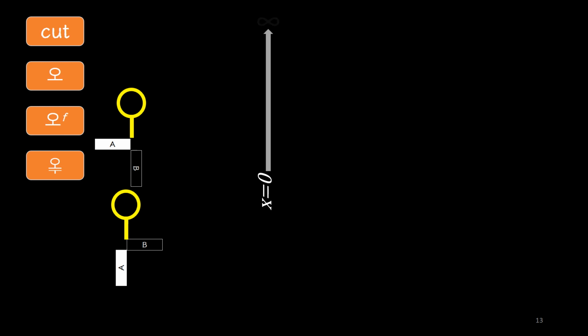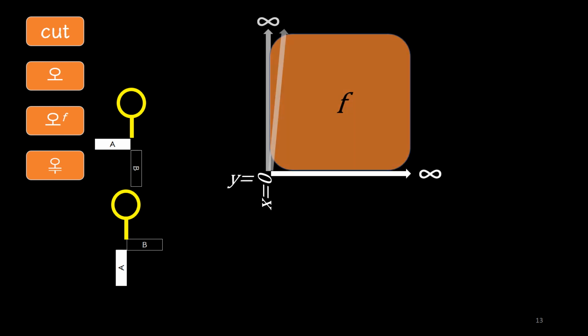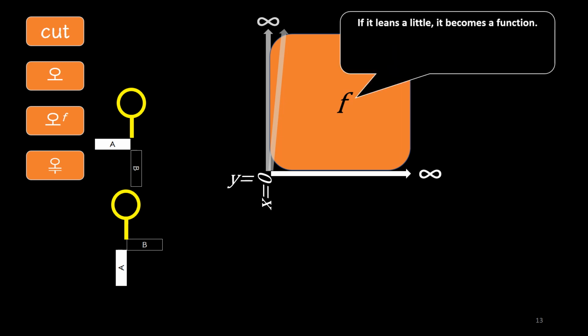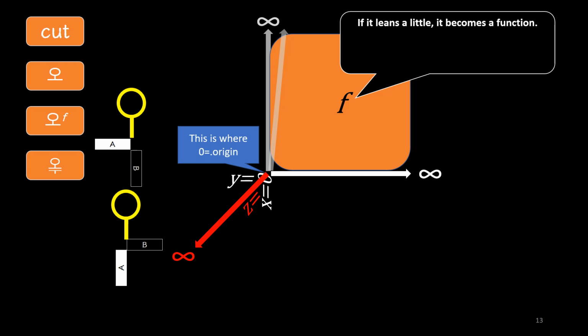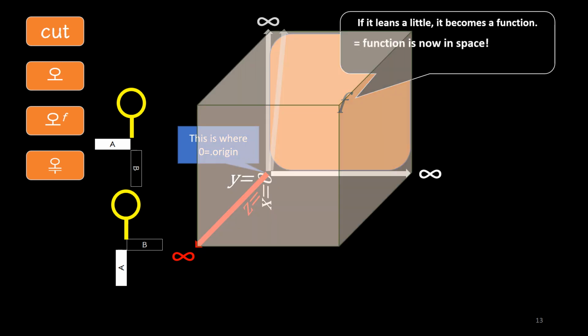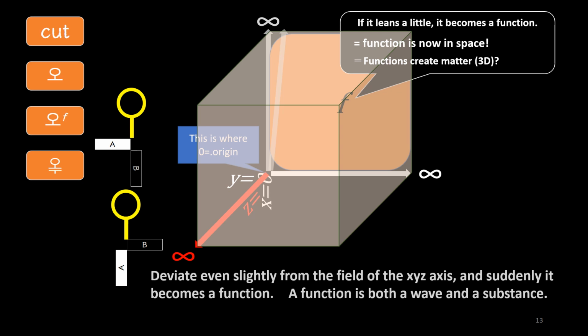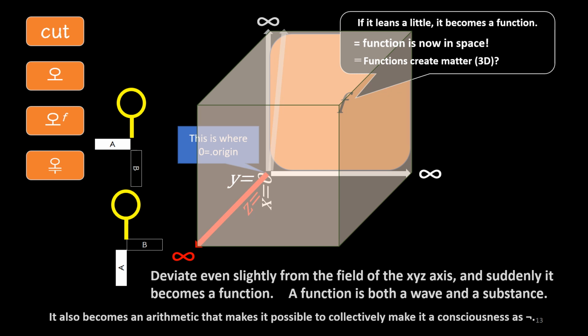X is 0, x-axis. Y is 0, y-axis. If it leans a little, it becomes a function. Z-axis is generated from Z is 0. This is where 0 is the origin. Function is now in space. Functions create matter, 3-dimension, deviate even slightly from the field of the z-axis, and suddenly it becomes a function. A function is both a wave and a substance.